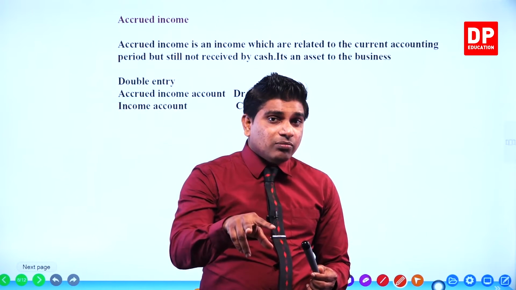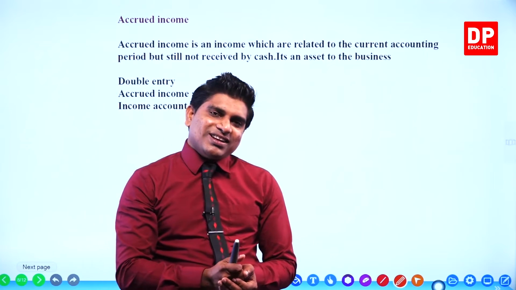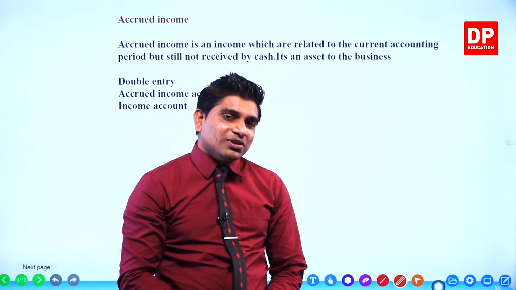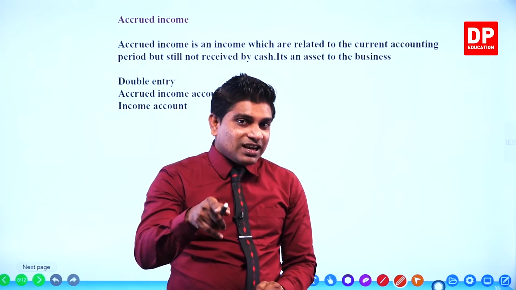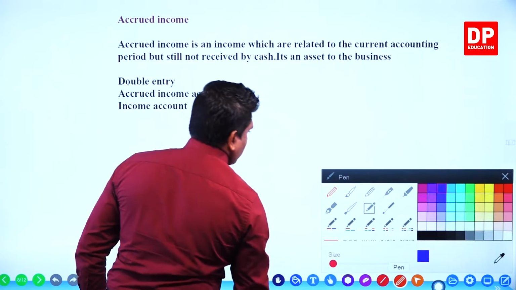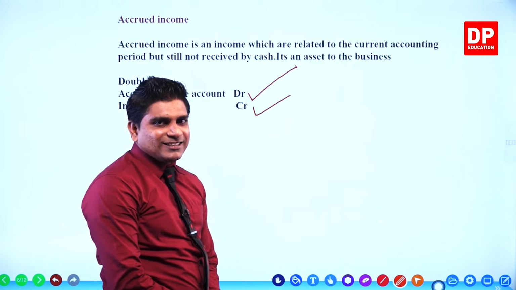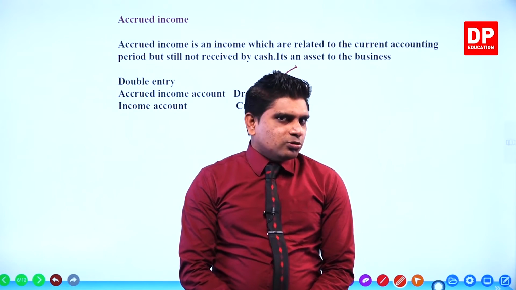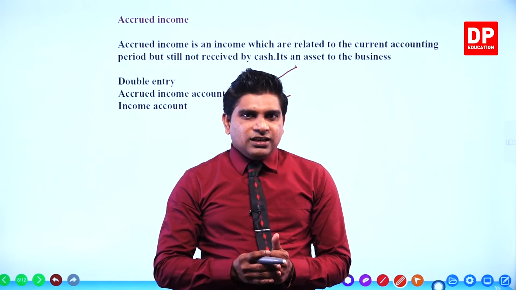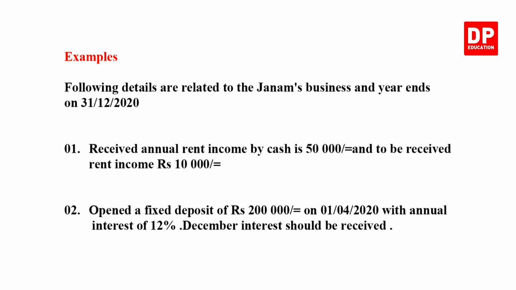Accrued expense is expense related to the current accounting period but still not paid by cash. If it's accrued income, do you pay income? No, you will receive. It is related to the current accounting period, but the money has not come to the pocket, still not received. That's why it's a current asset, while accrued expense is a current liability. Now the double entry: accrued income account debit, income account credit. I have given only two activities. Then we'll see how to record them in the general journal, ledger accounts and extracts of financial statements.